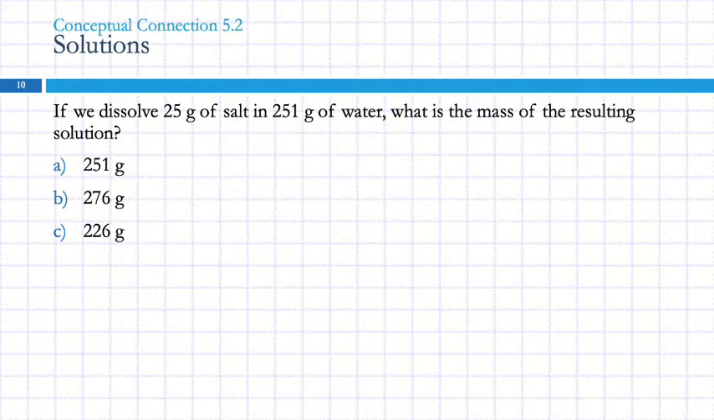So our choices here are 251, 276, and 226. Yeah, it's going to be B, because the water by itself weighed 251 grams, right? So it can't be this one because we're adding something else in there. And even if it dissolves and seems to disappear, its mass doesn't disappear, right? So it can't be that one. And it can't be this one because adding something doesn't make it lighter, it makes it heavier, right?